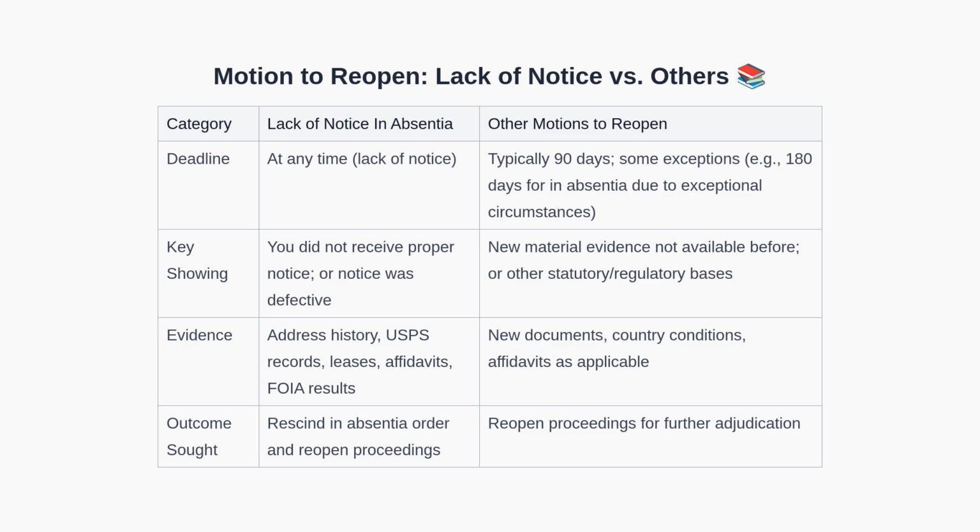This table compares a motion to reopen based on lack of notice with other motions. For lack of notice, the law allows filing at any time because due process requires proper notice. The key showing is that the person did not receive proper notice, or the notice was defective. Evidence typically includes address history, USPS records, leases, affidavits, and FOIA documents. Other motions generally have a 90-day deadline, with some exceptions, like 180 days for in absentia orders based on exceptional circumstances. And they usually require new evidence that was not previously available.